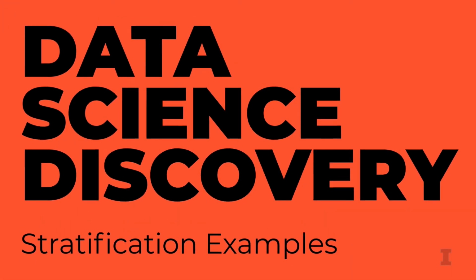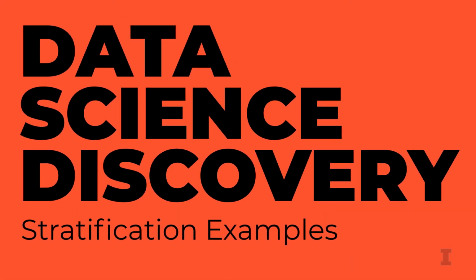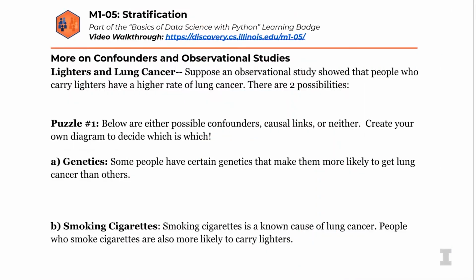Now let's go ahead and talk about how to deal with confounders in observational studies. So we've been talking about these observational studies and how correlation doesn't imply causation, and there can be these confounders mixing up our results. So the question is, what can we do to help make our study better? I'm going to start off with the lighters and lung cancer example. So we've seen that observational studies show that people who carry lighters have a higher rate of lung cancer.